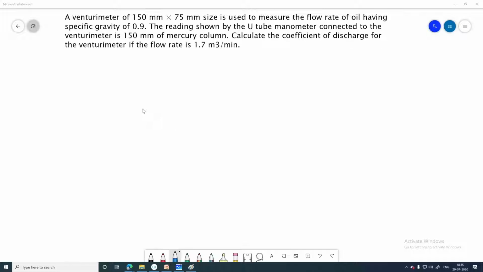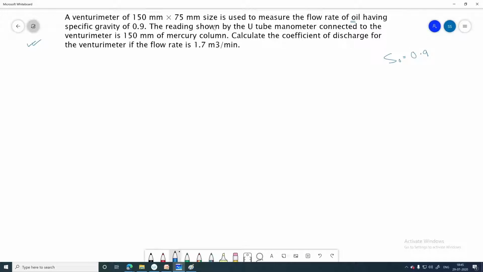Hello, so this is the second problem related to the Venturi meter. So let's start. A Venturi meter of 150 mm cross 75 mm size is used to measure the flow rate of oil. Previously we have used water, but here the fluid is oil, okay, and the specific gravity of the oil is 0.9. That means the value of SO is 0.9, okay, the specific gravity of the oil.